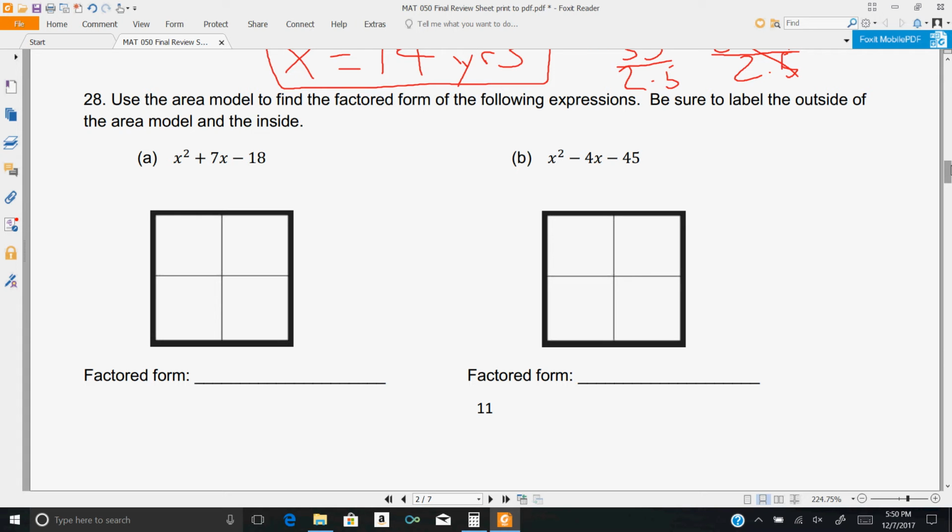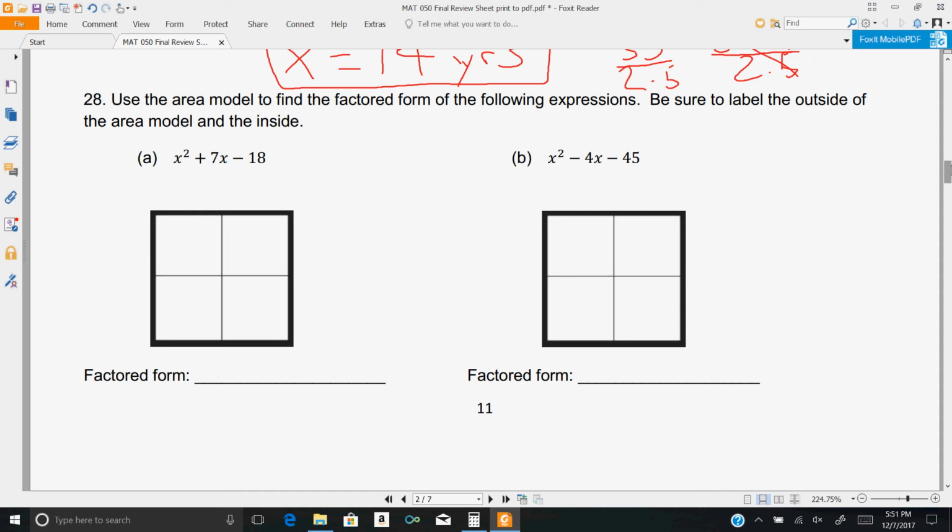Okay, question 8. Now that you've looked at it, use the area model. And remember, our book calls that the Punnett squares, but it's really an area model. That has nothing to do with math. Forget that term. Use the term area model to find the factored form of the following expressions. Be sure to label the outside of the area model and the inside. The area model is typically, we use that because we want to represent two polynomials that are multiplied together by the sides of the rectangle.